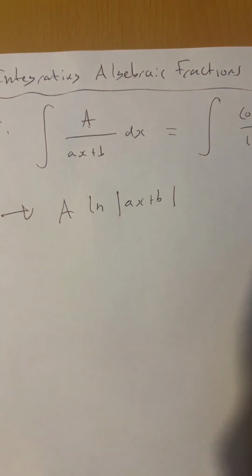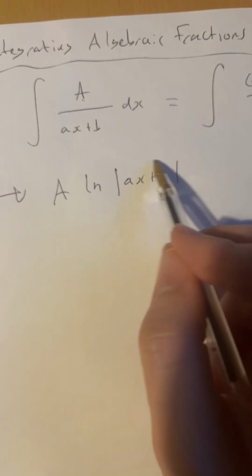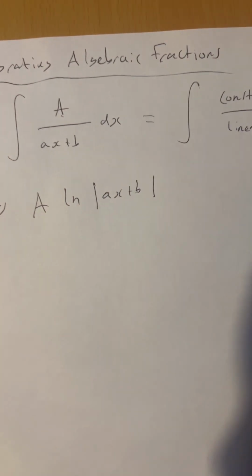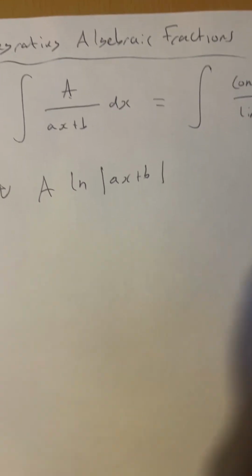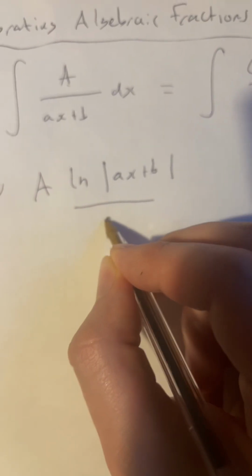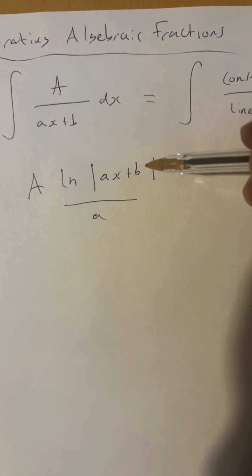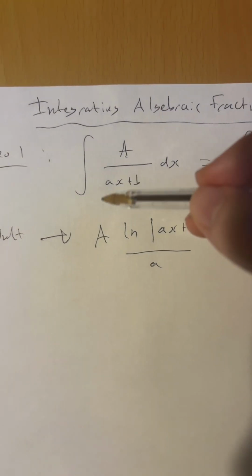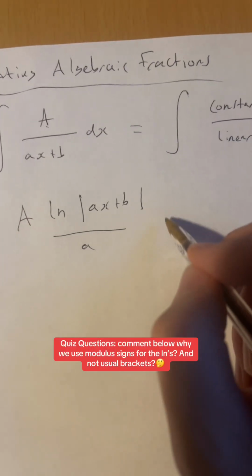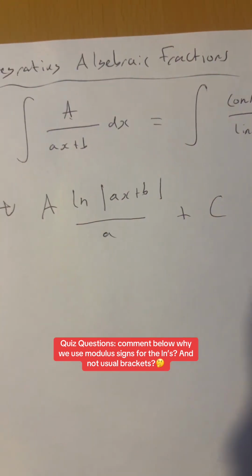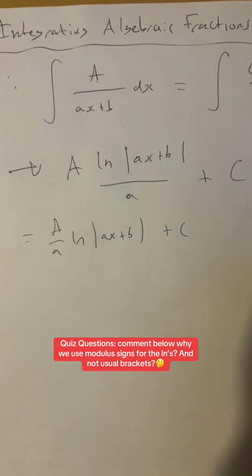And then what you need to do is differentiate the inside of the modulus signs, so differentiate with respect to x. So you divide that by a, because when you differentiate ax plus b, you get a. And now because we don't have any limits on this integration, we just have to add the constant at the end there. So as a final result, you get something like this.